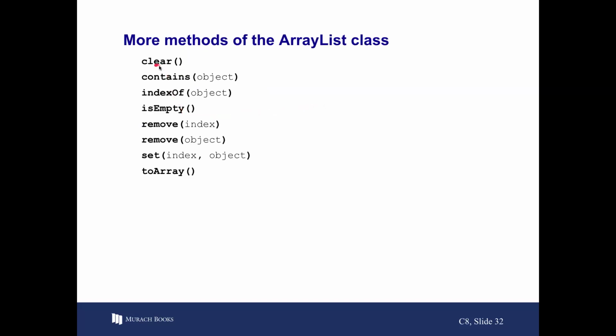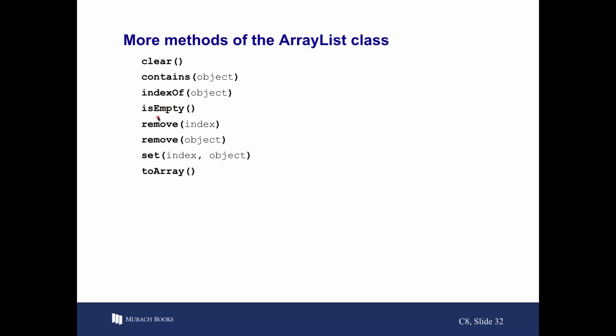Here are more methods. Clear, this does exactly what you think it does. It removes or deletes all of the elements from the array list, sets the size back to 0. Contains, this allows you to search. So if you want to search for an element in the array list, you can use contains to find out if the array list contains whatever object you're looking for. Maybe it's an array list of strings and you want to search for a string, you can use that. IndexOf is similar to contains in that it will return the index of the element if it finds the object; otherwise, it returns -1.